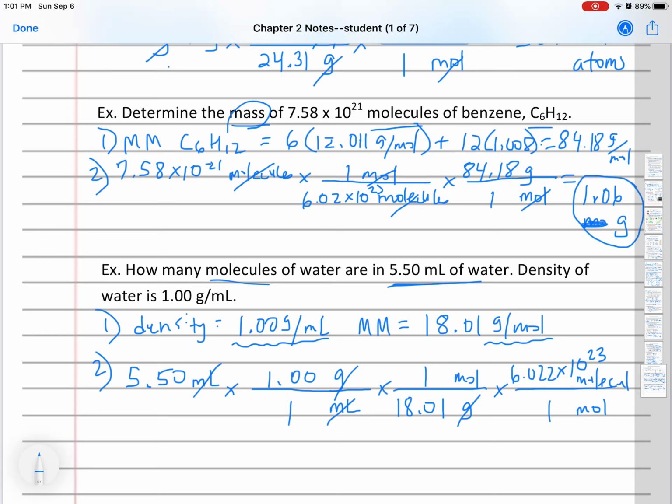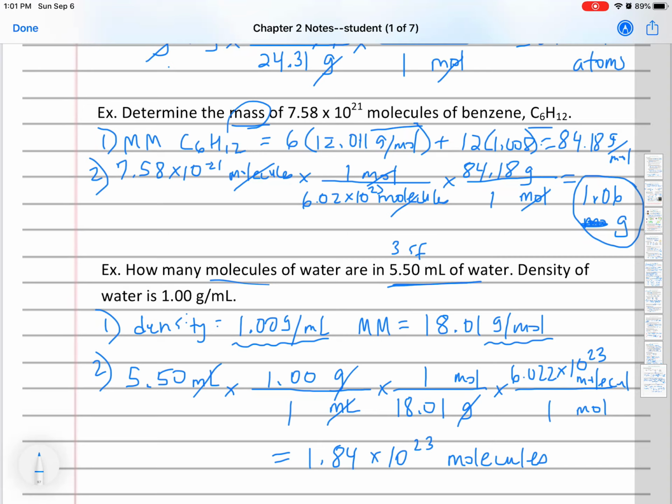So now we just have to do this math in our calculators. Multiply everything on top, divide by everything on bottom, and the answer we get to 3 sig figs, because that 5, 5, and that 0 there are all significant. Our answer in 3 sig figs is going to be 1.84 times 10 to the 23rd molecules. Ta-da!